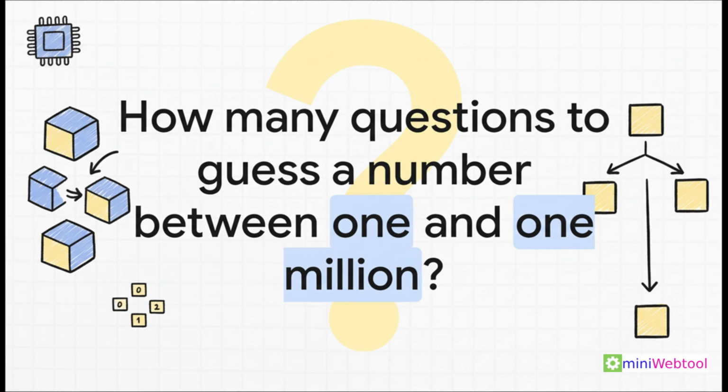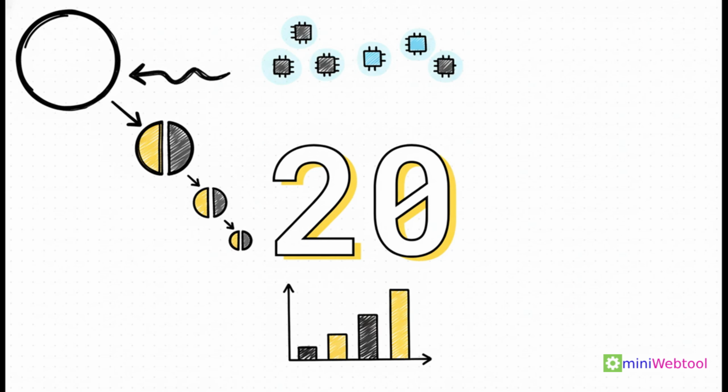100? Maybe 1,000? It seems like it would take forever, right? The answer, and this is what's so amazing, is just 20 questions. That's not an estimate. It's a guaranteed maximum. 20 questions to pinpoint any single number out of 1,000,000 possibilities. This isn't magic, it's just the binary logarithm showing off its incredible efficiency.